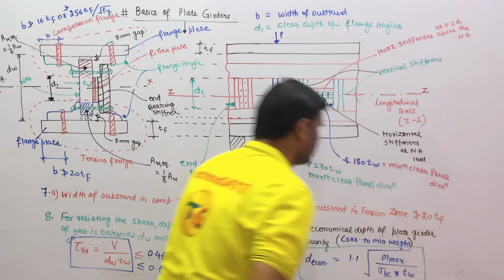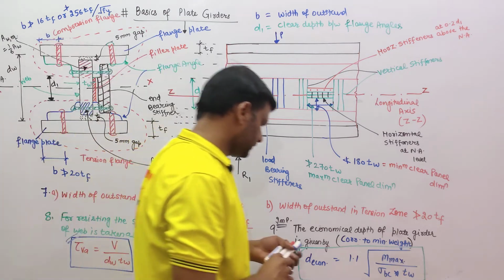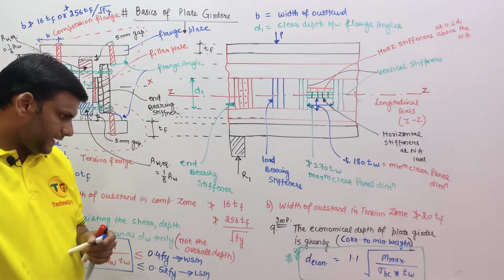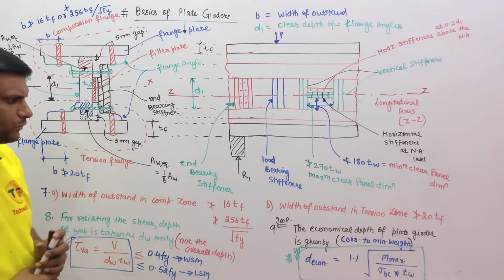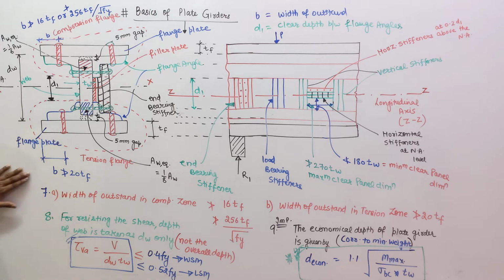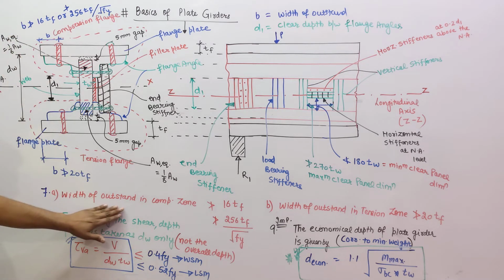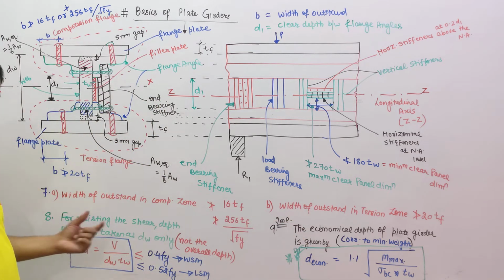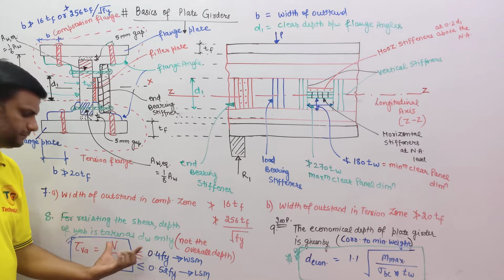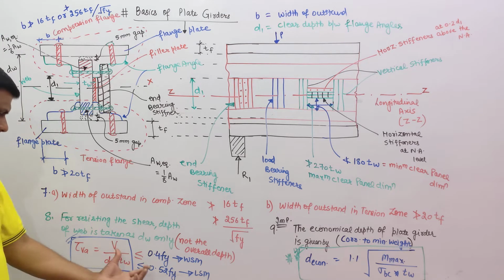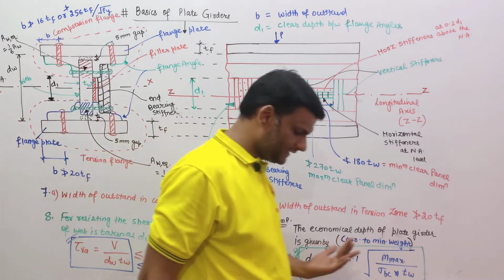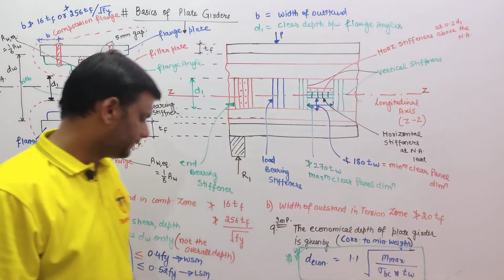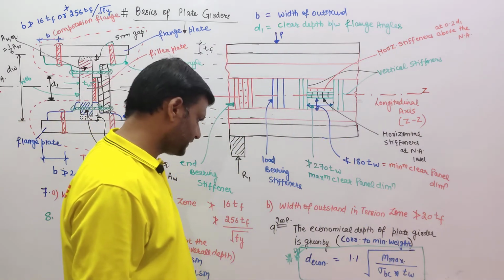Economical depth of plate girder: 1.1 times M maximum divided by sigma BC into TW. So if I am concluding up to here, width of outstand in compression zone, width of outstand in tension zone. For resisting the shear, only the depth of web dW is taken, and it is calculated using V divided by dW into TW, that shall be less than or equal to 0.4 Fy or 0.52 Fy. That depends upon working stress and limit states method.